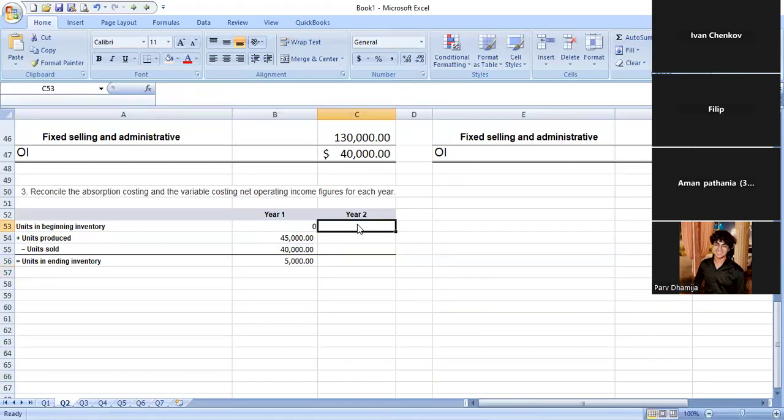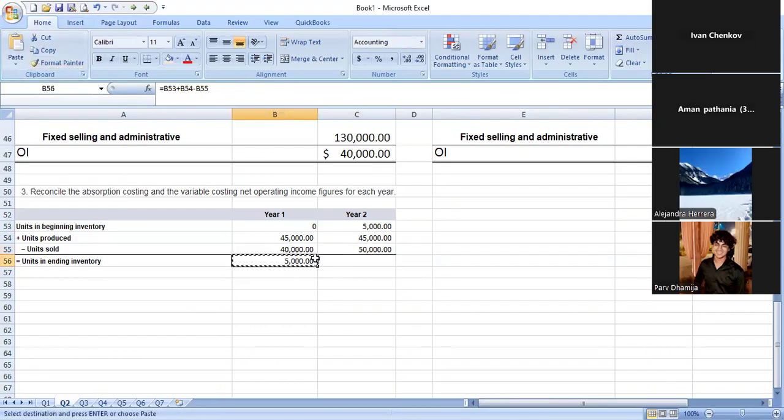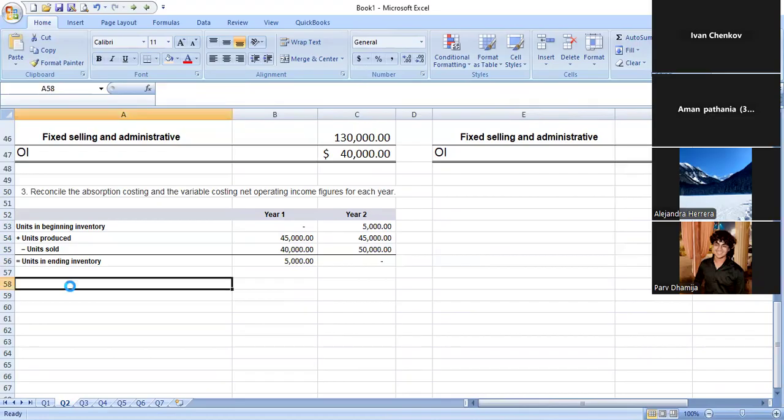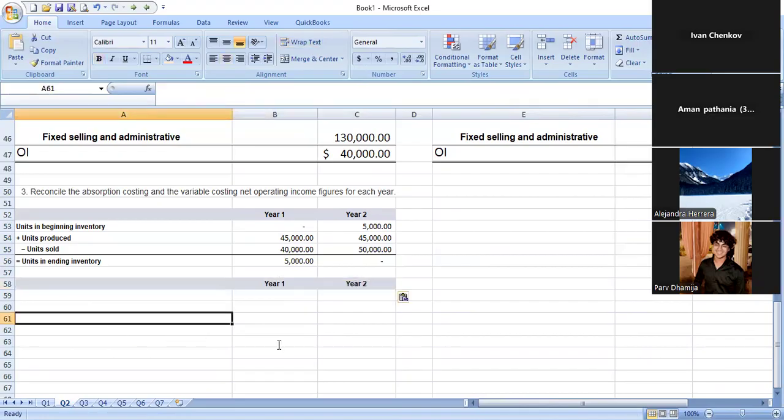Right. Next year is going to be equal to the 5,000 plus production, which is 45. There's no change in production. Sales are going to 50,000. And my ending balance is minus 5, 0, right? So I'm starting from 0 and finishing with 0. So now let's do the reconciliation, the actual reconciliation, and that will be in the format of year 1 and year 2.